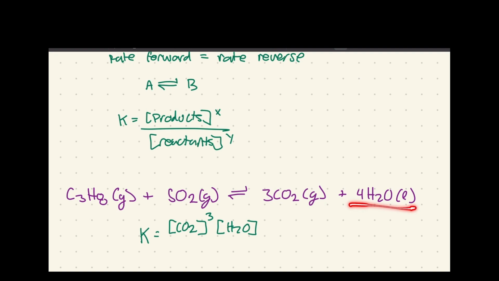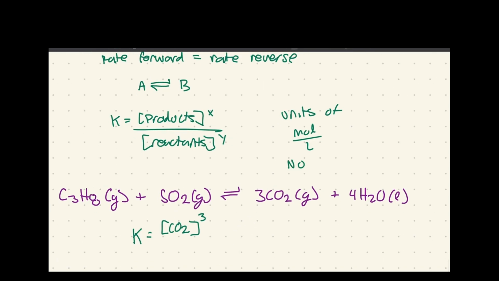I see that H2O is actually a liquid, and K needs to have units of concentration, which is mole per liter. This is a liquid, and so if we're thinking about units, it would be moles of water divided by liters of water, which is not concentration. So I actually won't include H2O in my equilibrium expression because I can't have units of molarity with a liquid. This is also true for solids. So we see that in equilibrium, no liquids, no solids.